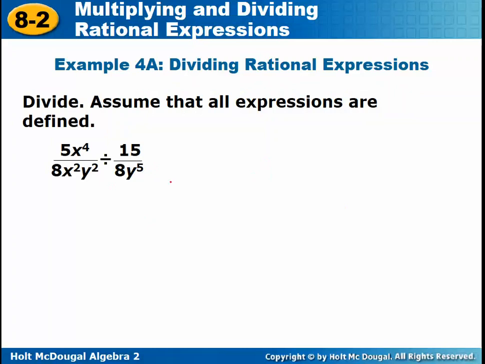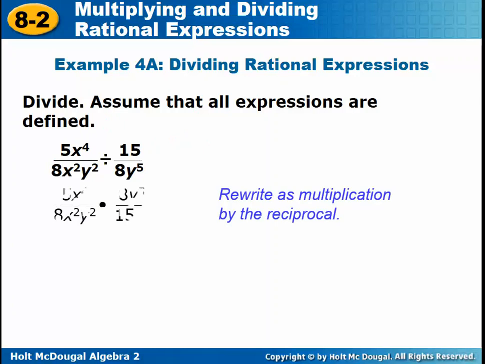We're going to factor any common factors, and we also would have to say what y or x cannot be, but it says assume that all expressions are defined, so we don't have to worry about that for these. So first of all, switch it to multiplication. Second, look for common factors. Like right away I'm like 8 and 8, they can cancel. 5 goes into 15 3 times.